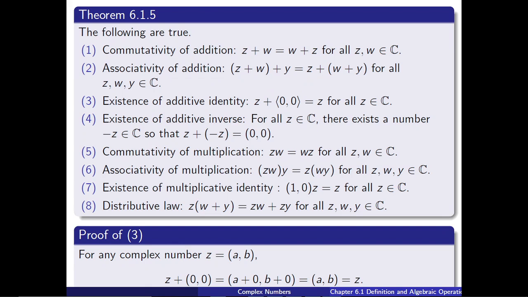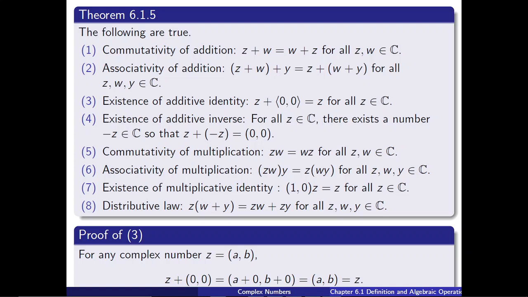So let's look at some properties of complex numbers. Right, the first one is commutativity of addition, and it tells us that z plus w is equal to w plus z for all z, w in the set of complex numbers.